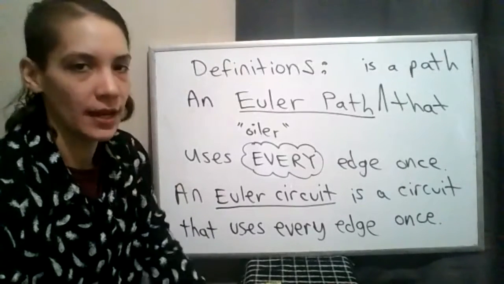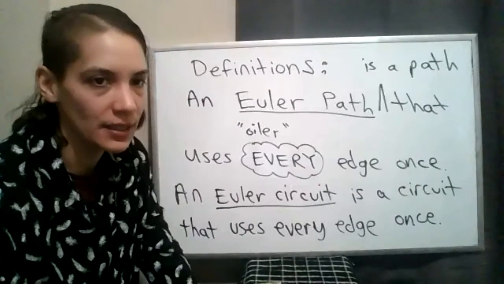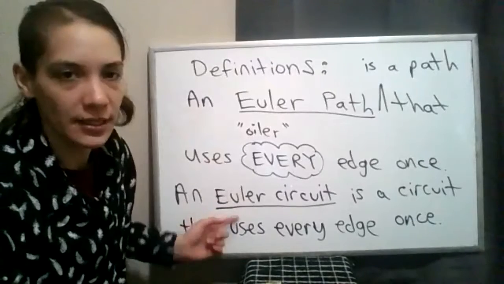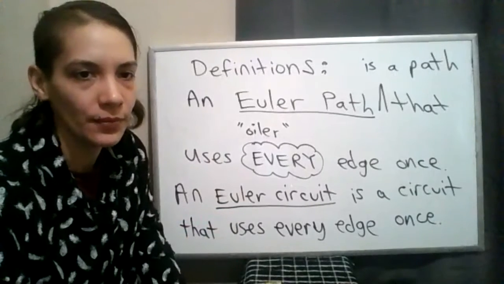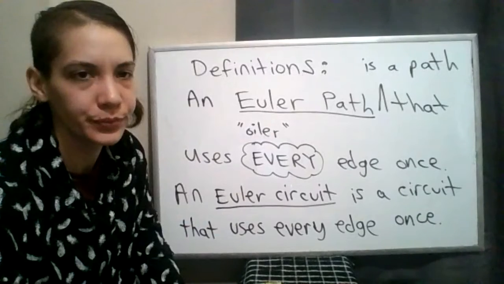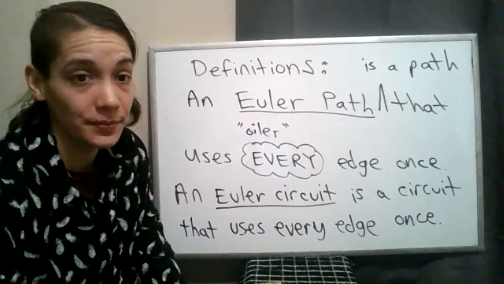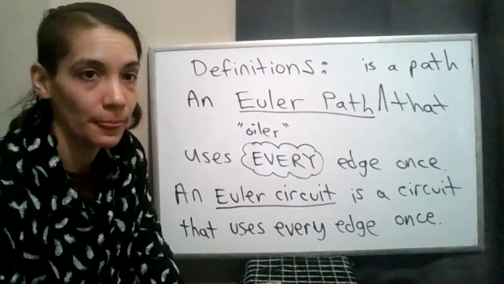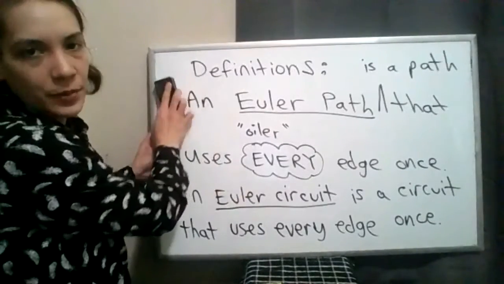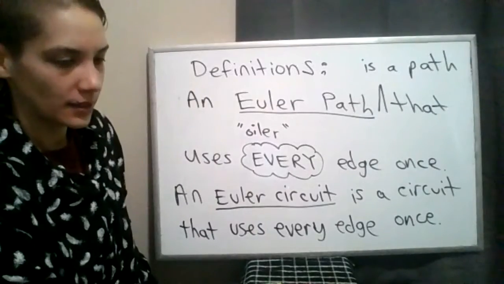So I used to have a packet with all of these problems to see which graphs have Euler paths and Euler circuits, which leads to a result. Okay, we'll do a few together. But there's a theorem we're going to hopefully get to at the end today.